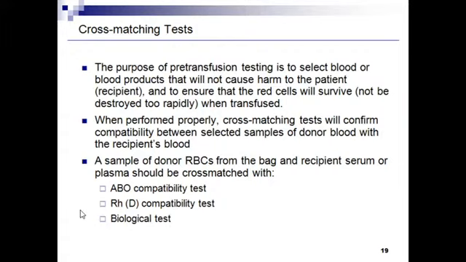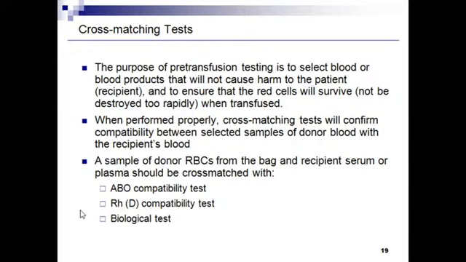Cross-matching tests. After typing of blood, we can select a blood component with the same group for our patient. And we can perform cross-matching tests. The purpose of pre-transfusion testing is to select blood or blood product that will not cause harm to the patient, to the recipient, and to ensure that the red cells will survive when transfused.